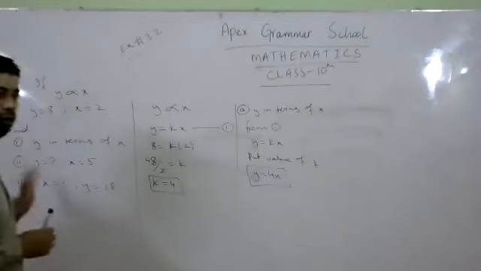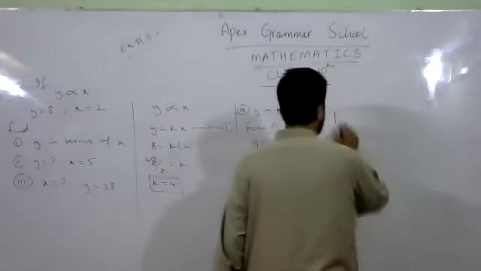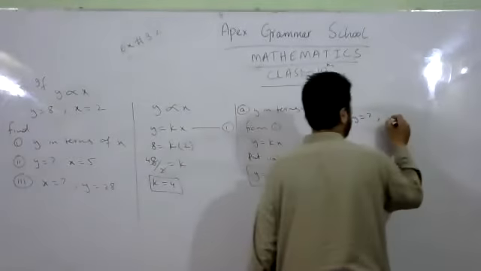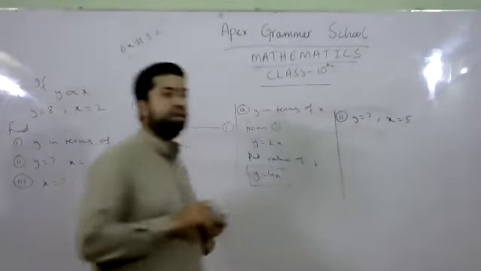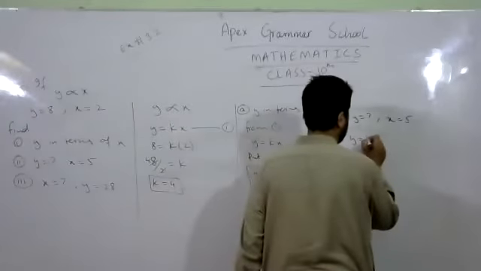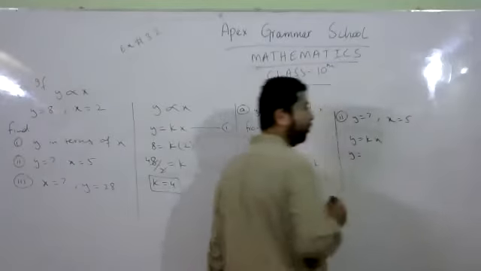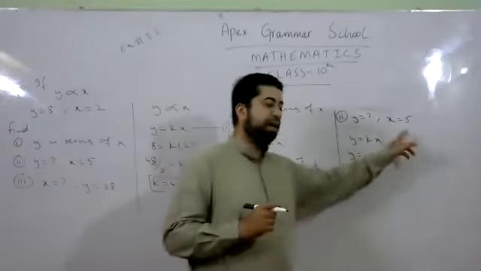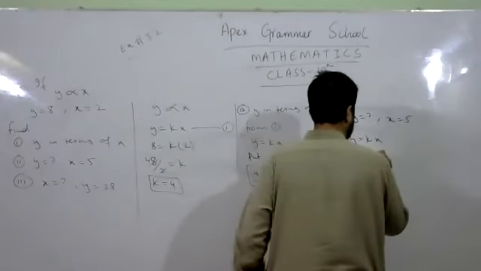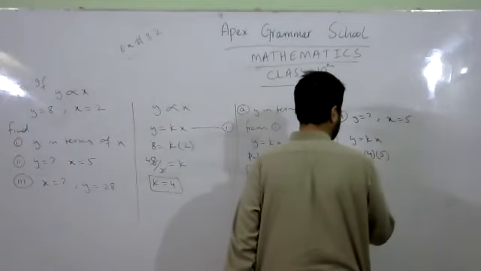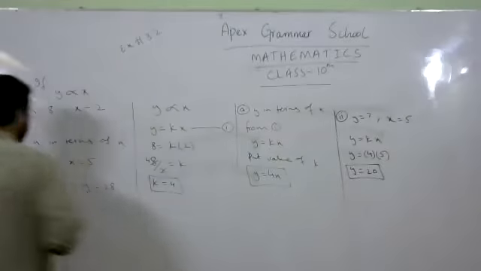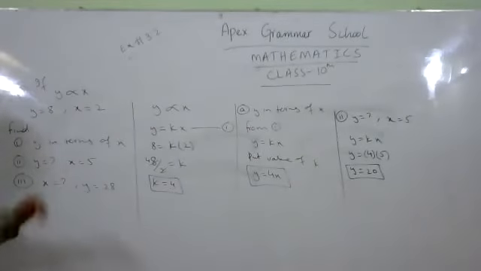The second part is you need to find the value of y when x is equal to 5. Again, this question can be solved from the equation y is equal to kx. You need to find the value of y. Just put the value of k and x. The value of k we have already, 4, and the value of x is given as 5. The last part from this relation is you need to find the value of x when y is given.